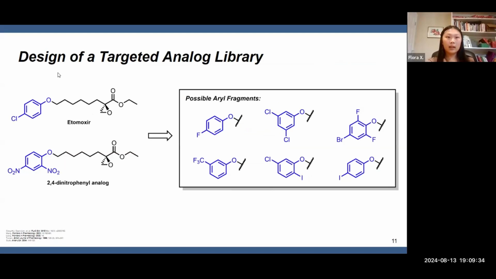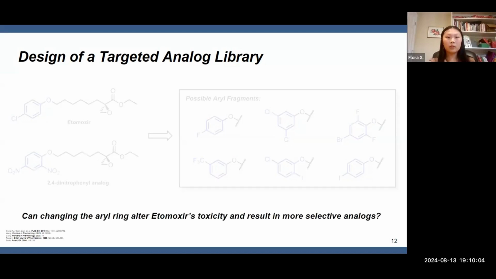This allowed us to design and come up with an analog library where we would use possible aryl fragments, which is shown over here, where we change the bulk and the electron withdrawing properties of the fragments on the aryl ring and develop a structural activity relationship between the aryl ring and the selectivity and inhibition of CPT1 through these analogs. And that would answer our question of whether or not changing the aryl ring can alter etomoxir's toxicity and result in more selective analogs.